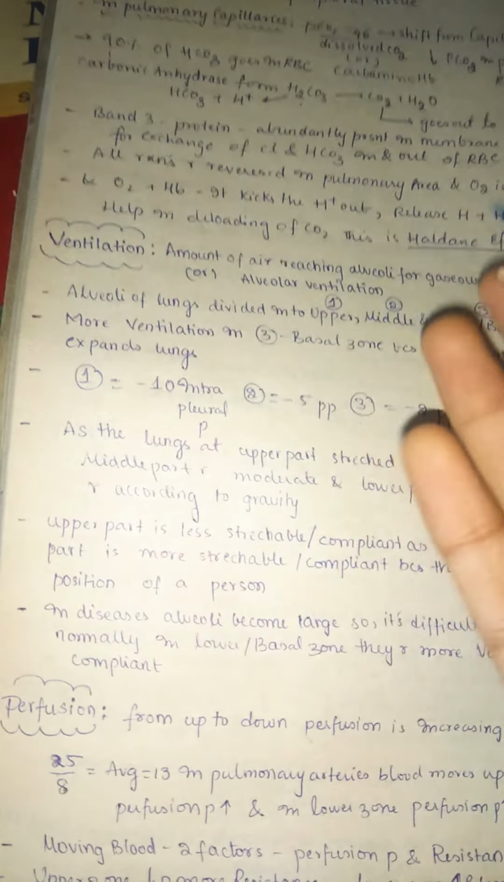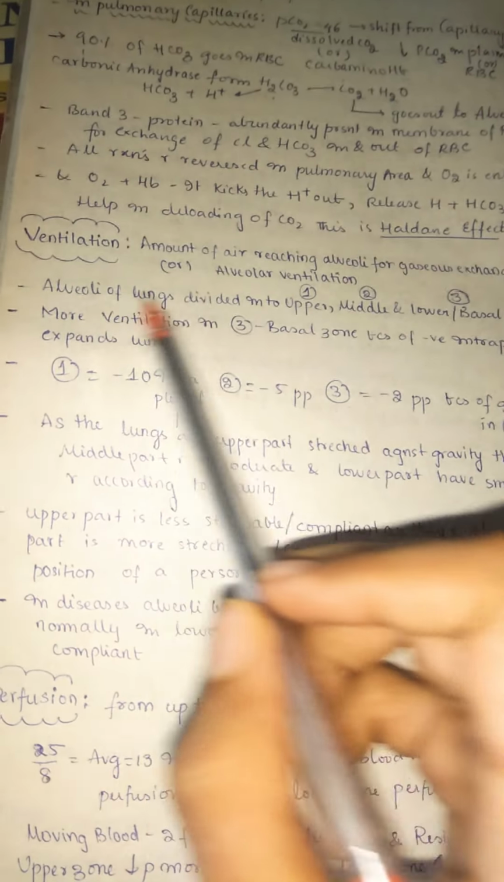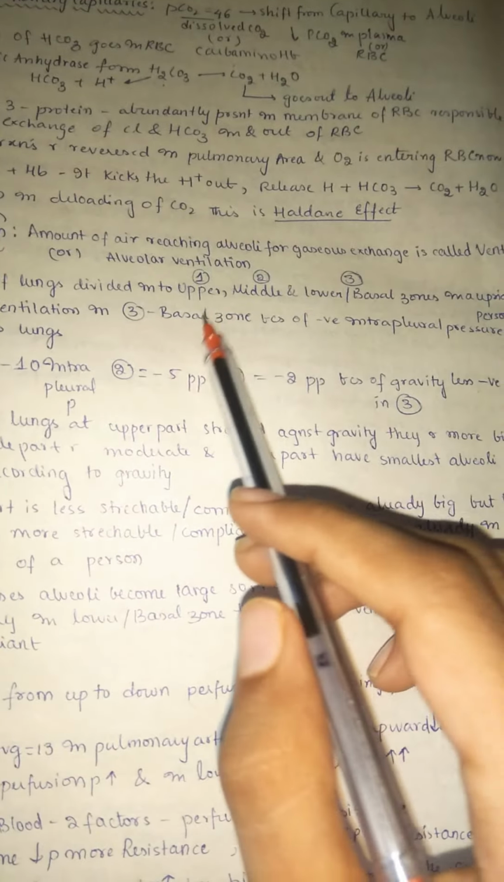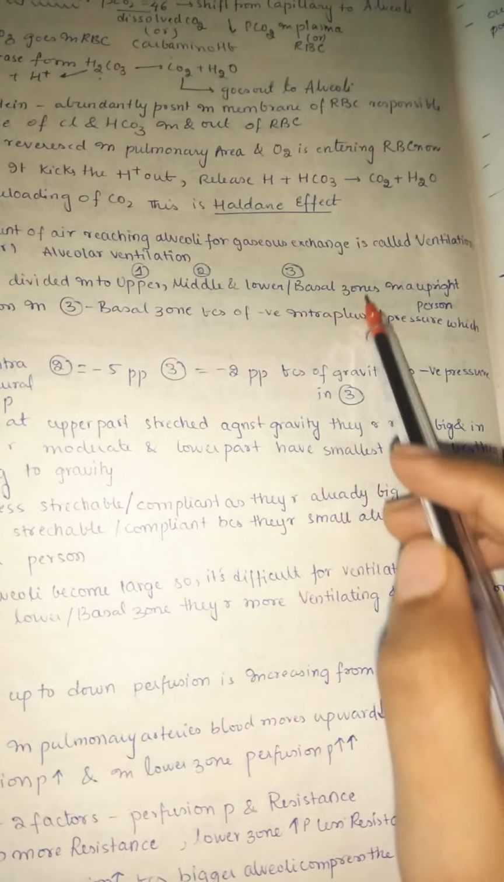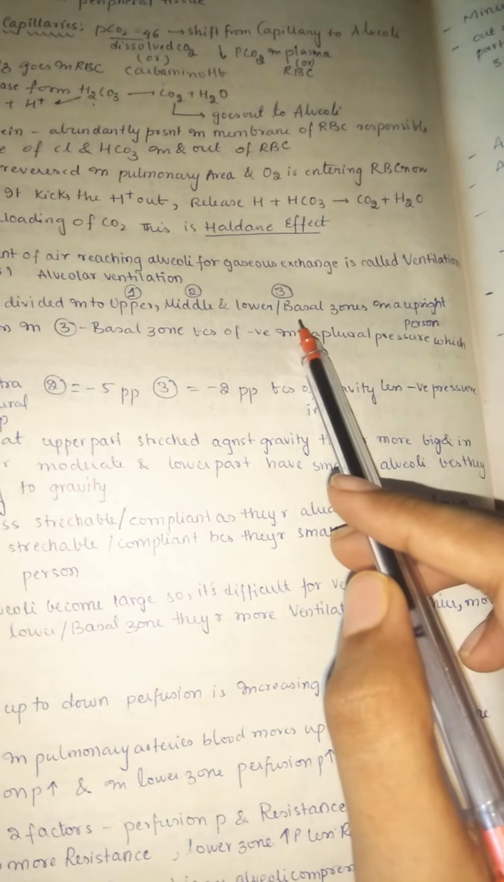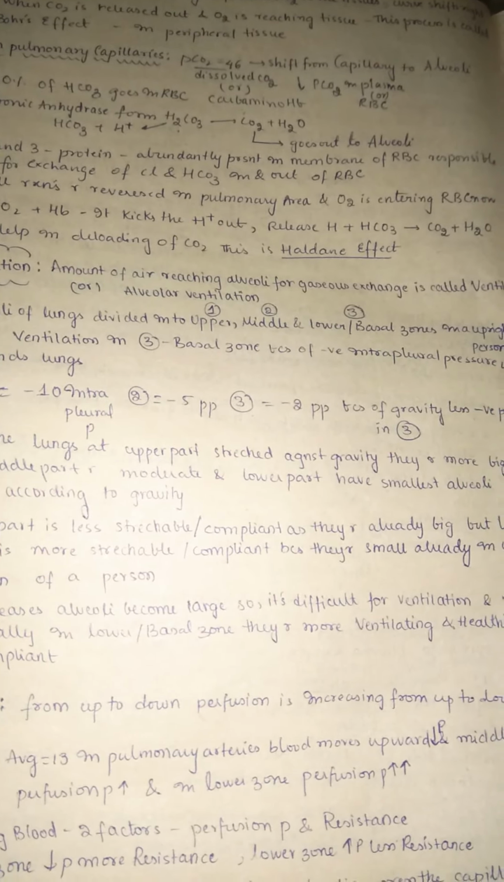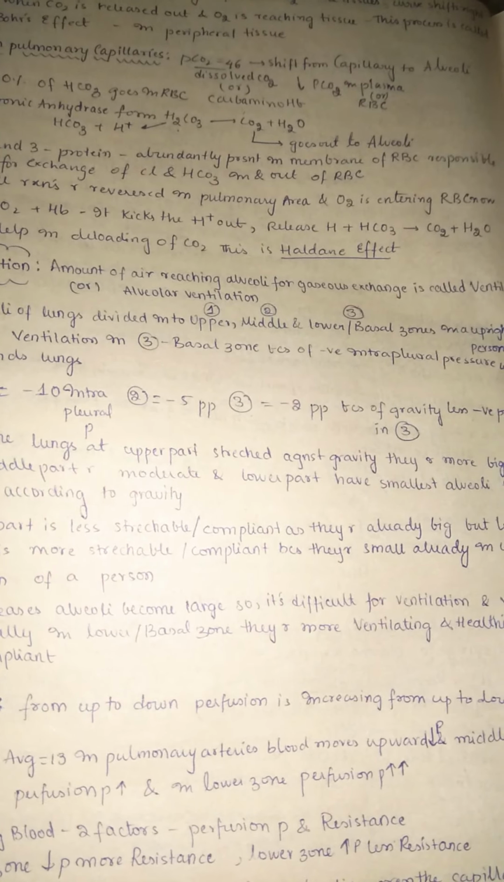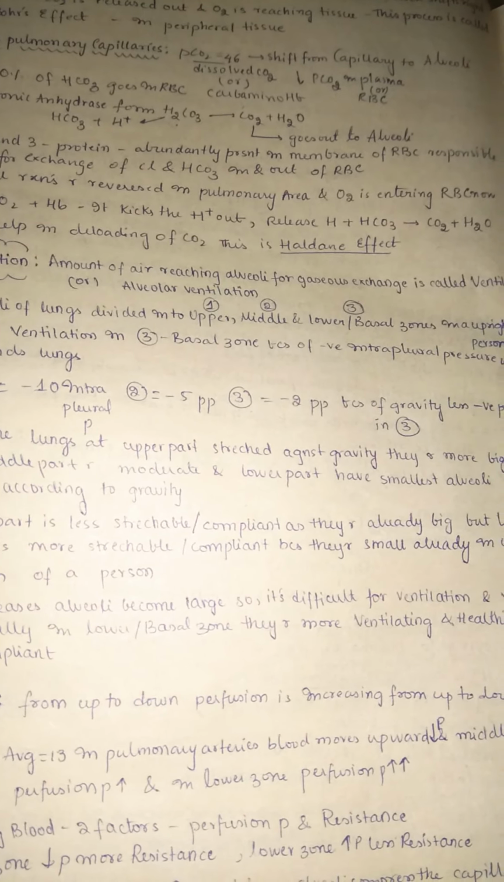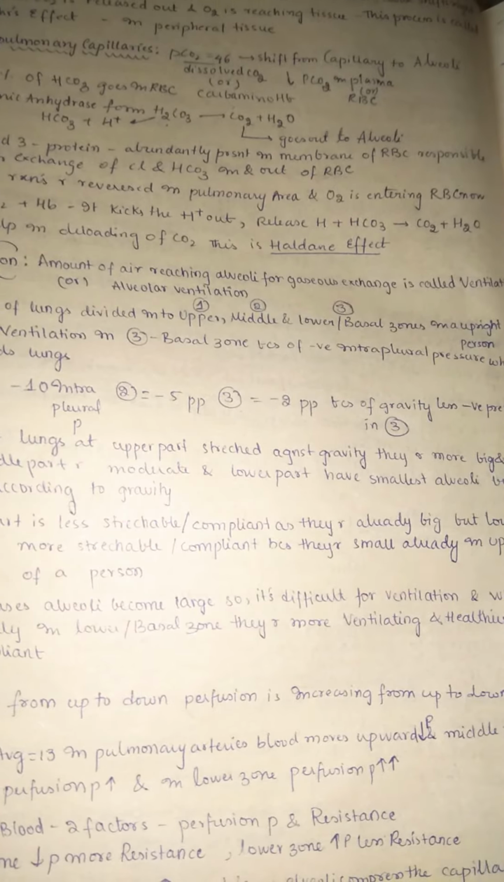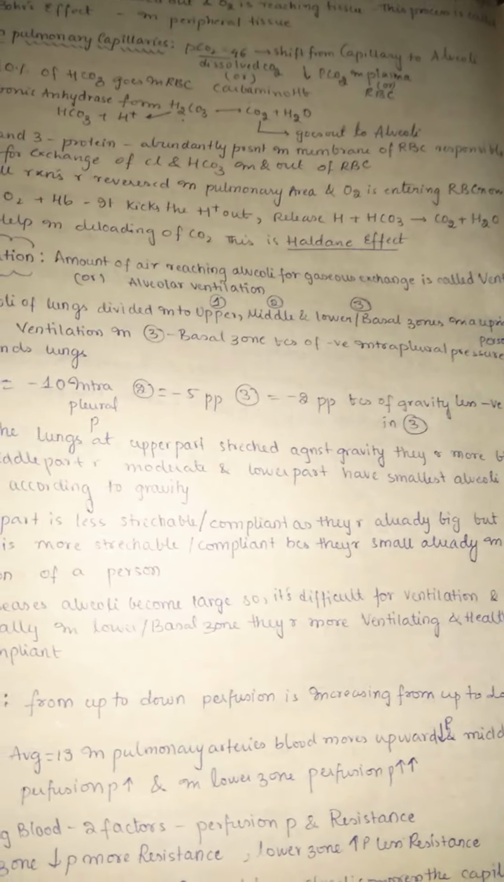So ventilation is nothing but the amount of air which is coming to the alveoli. Mainly it is useful for the gaseous exchange. The lungs are divided into three zones: the upper zone, middle zone and the lower zone. The lower zone is also called the basal zone. We are talking about an upright person, where the lung has an apex and a base. The base is placed on the diaphragm, right? So now you can understand the position. If a person is upright, he or she has an upper zone, middle zone and a basal zone.